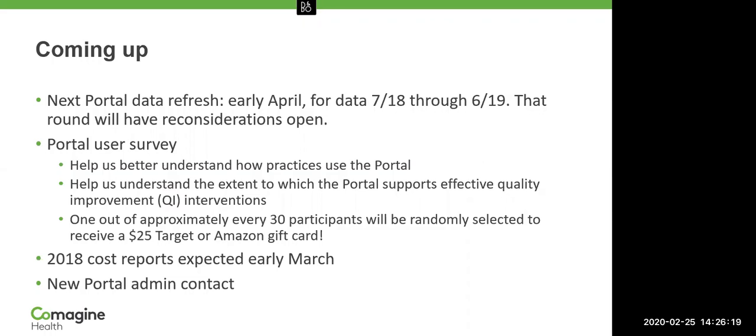The 2018 cost reports will be out in early March. For those of you who receive cost reports from us, those will be available to you. They're in the documentation section of the portal, and you'll receive an email when those are available. And we're planning to do a webinar about the cost reports as well. So I would expect that probably late March, early April, with a review of what's in the cost reports and how you might use them.